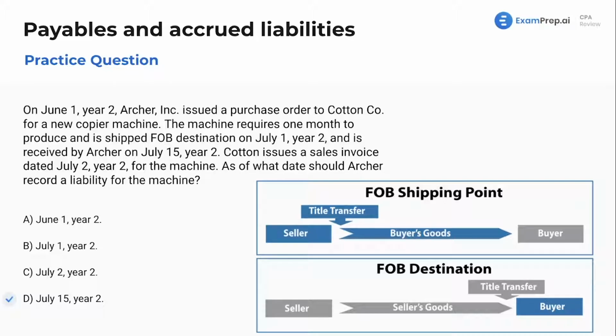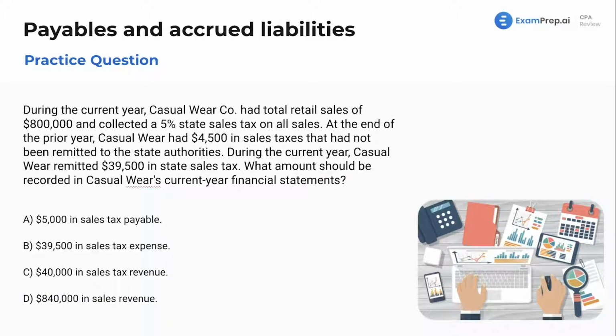Good question. So now we're looking at this next one, which is a little more math based. During the current year, Casual Wear Company had total retail sales of $800,000 and collected a 5% state sales tax on all sales. At the end of the prior year, Casual Wear had $4,500 in sales taxes that had not been remitted to the state authorities. During the current year, Casual Wear remitted $39,500 in state sales tax. What amount should be recorded in Casual Wear's current year financial statements?